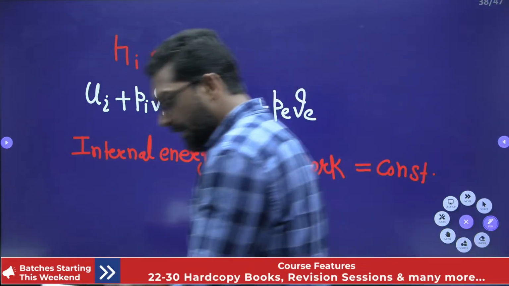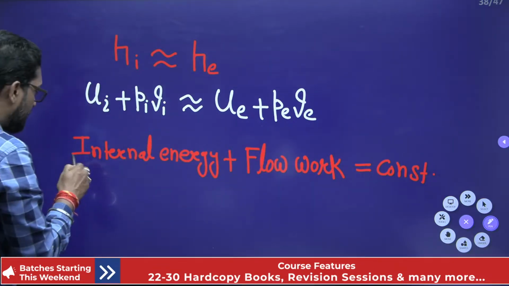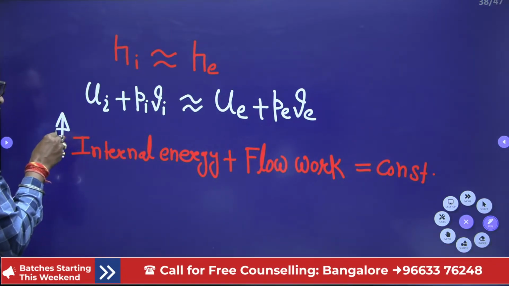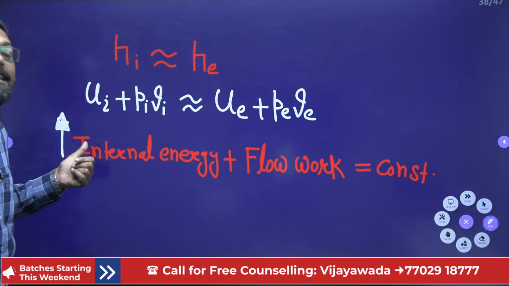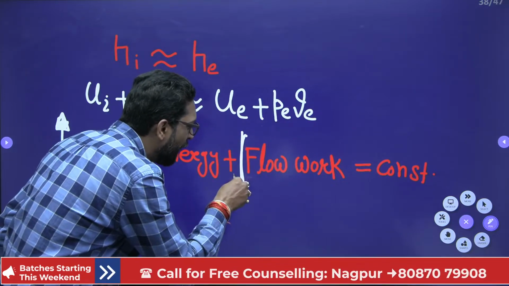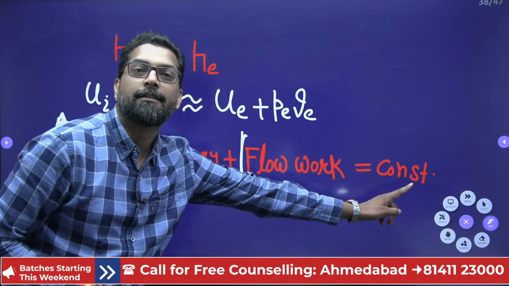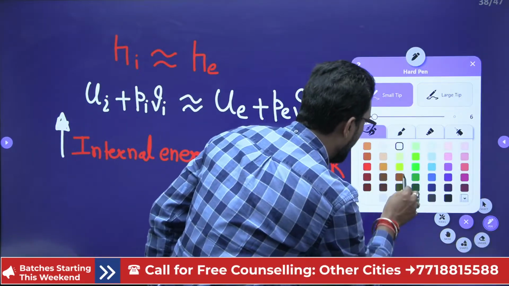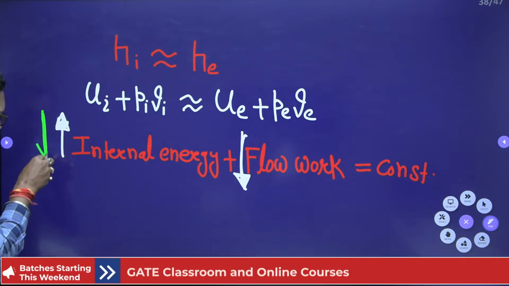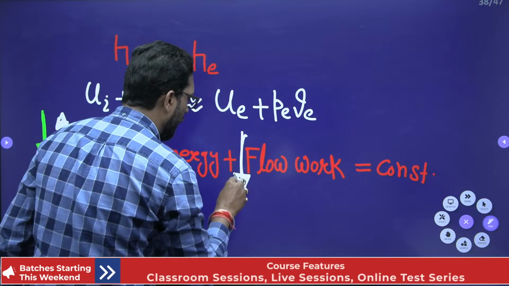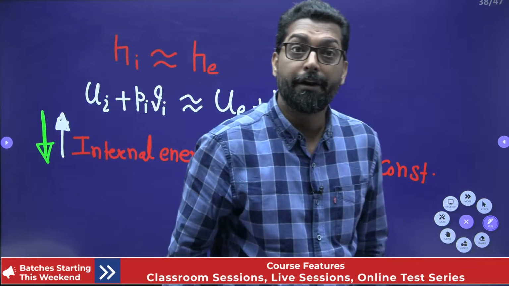That means during the throttling, if the summation of these two is constant, then if internal energy increases, see the beauty, internal energy increases, that means temperature will increase, the flow work must be reduced so that the sum is constant. If internal energy is reduced, that means temperature is reduced, you have to increase the flow work. Very important, I'm telling you.